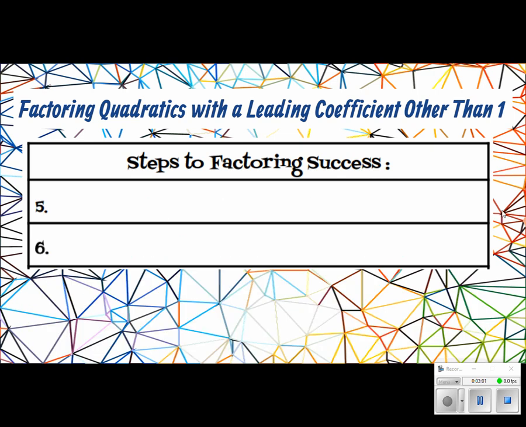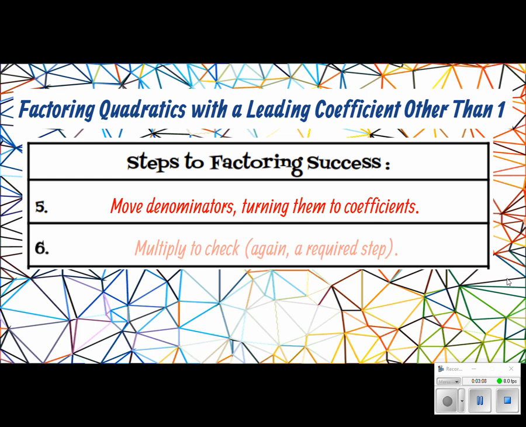Okay, there is a step 5 and 6. Step 5, we're going to move our denominators, and that's going to turn them into coefficients. And then we're going to multiply to check. Again, it's a required step. You are required to check. Checking is very important, especially in this factoring process. There are more steps, and so we're going to have to play around with this.